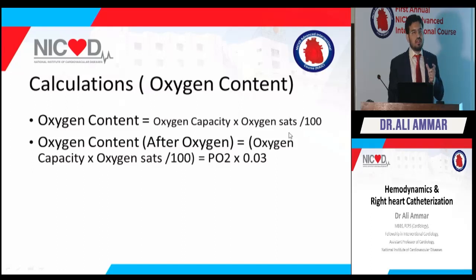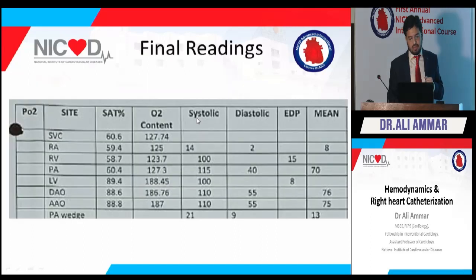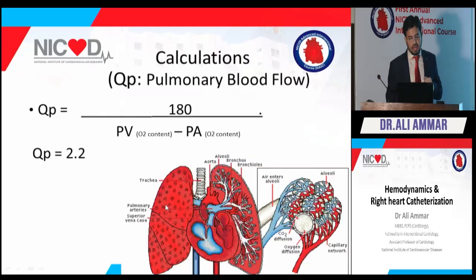So it will be simple, just dividing the percentage of the oxygen saturation by 100. Suppose it is 90%, so we will divide it by 100, it will be 0.9, and we will multiply it with the oxygen capacity. These are the readings of different chambers that were calculated, and oxygen content was calculated here. So for every chamber, we have to calculate it separately.